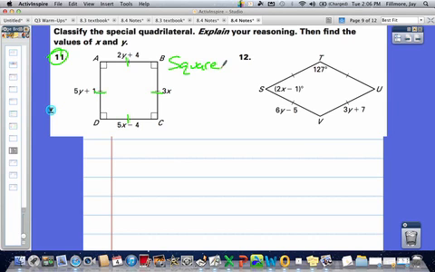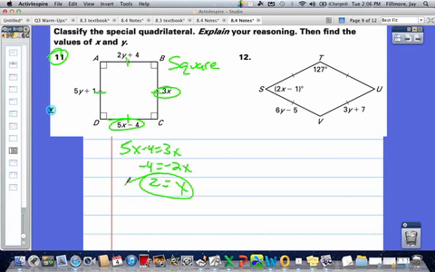So to solve for x, we can set our x pieces as equal because we know all the sides are congruent. So 5x minus 4 equals 3x. And subtract 5x from both sides. We have negative 2x equals negative 4. So x is 2.